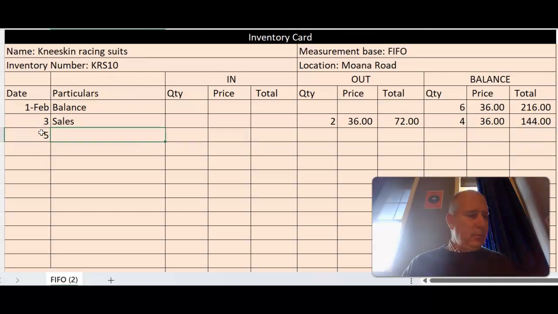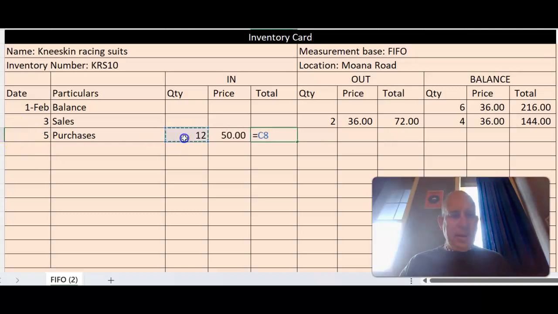On the 5th we purchased 12. The cost of those, excluding GST, is $50. Way more expensive, these ones. It might be that the exchange rate's gone up, so we have to pay more. So now we've got 4 at 36, and we've got 12 at 50. We can just fill these down. So that's our balance on that day: 4 at 36, 12 at 50.